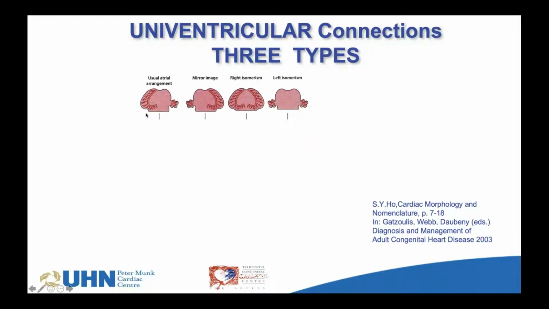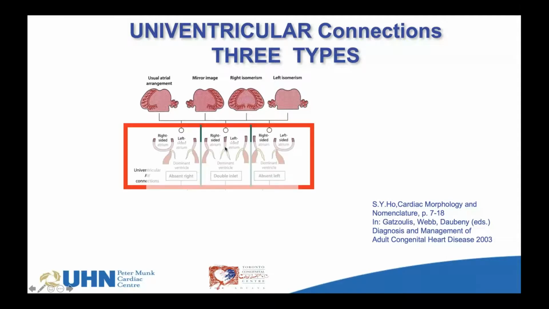So let's start with the atria. You can have all combinations. You can have situs solitus, situs inversus, or isomerism. Then there are two options to connect between the atria and the ventricle.